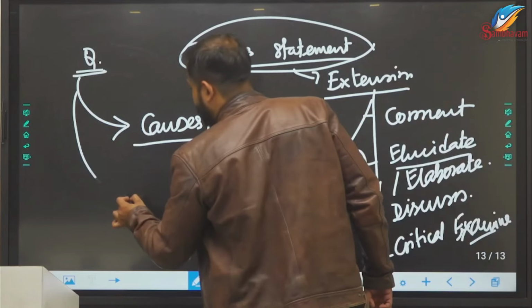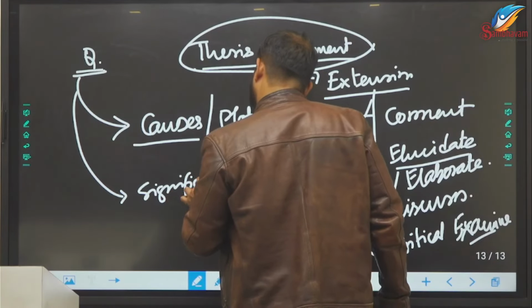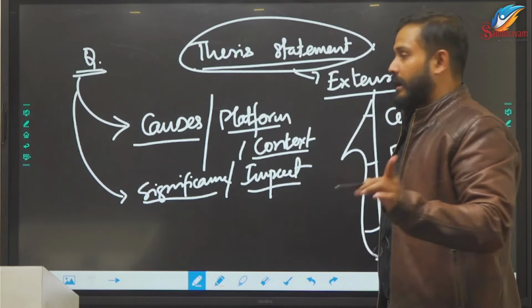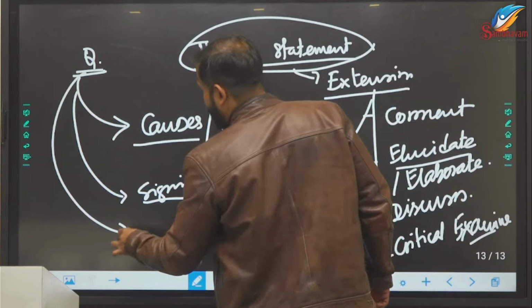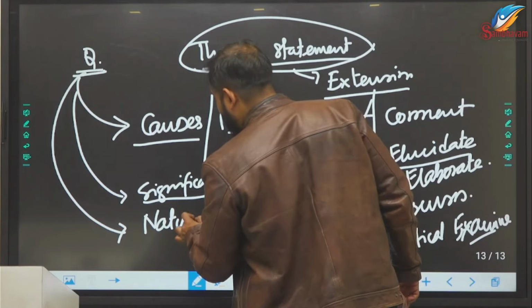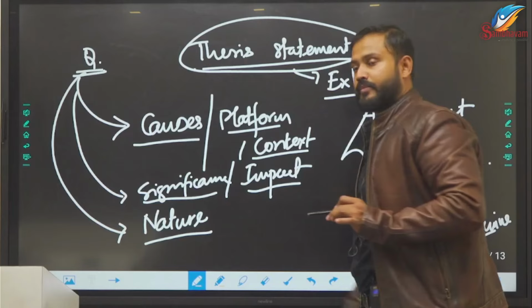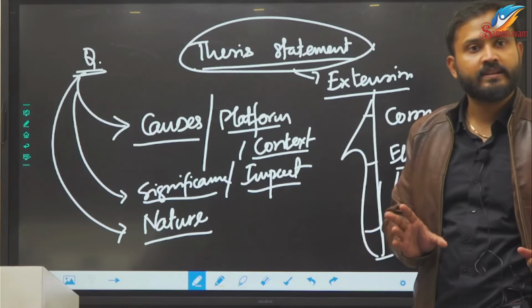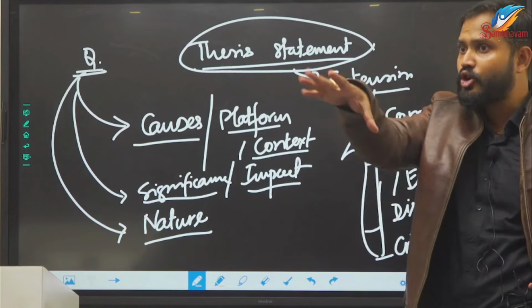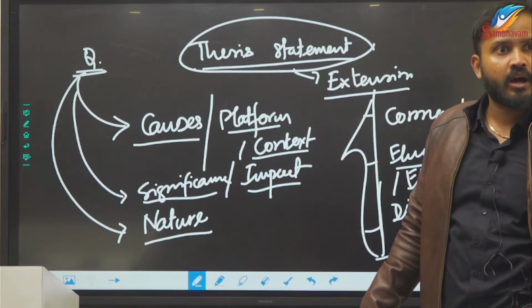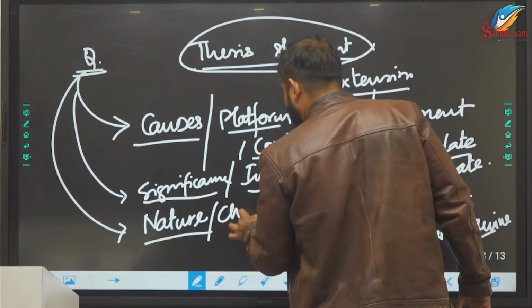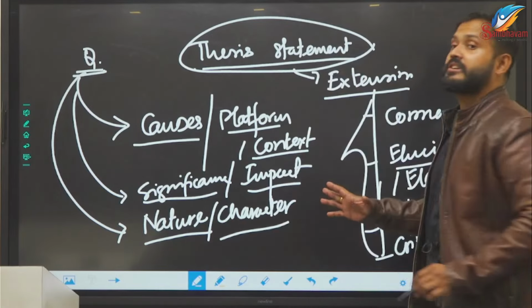It can be significance, repercussions, impact. They are all synonymous. And finally, there can be understanding of the nature. Impact is significance. Then there is nature, the nature of the given topic. To understand the nature, what are the key components for the same? How to analyze the character, the nature or the character of the given issue? These are the given types.